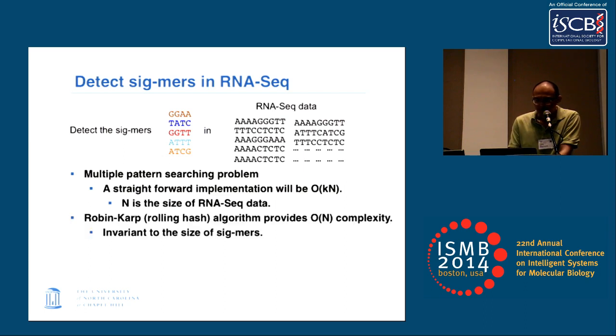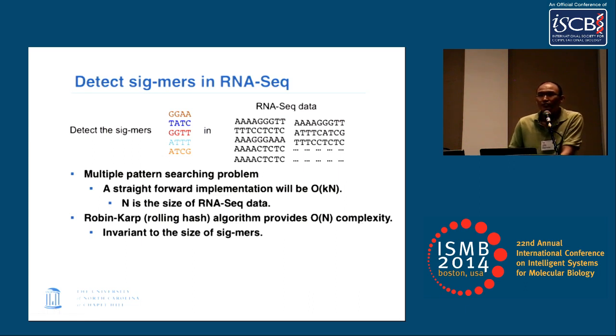So what we do is we use this, it's called the Rabin-Karp algorithm, or call it a rolling hash algorithm, which provides a linear complexity. And we successfully get rid of K in the big O complexity notation, which means our algorithm is actually invariant to the size of sigmas.